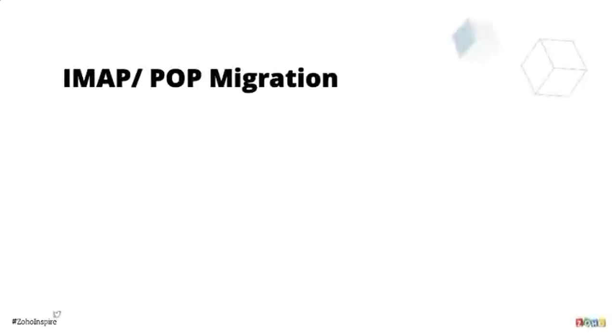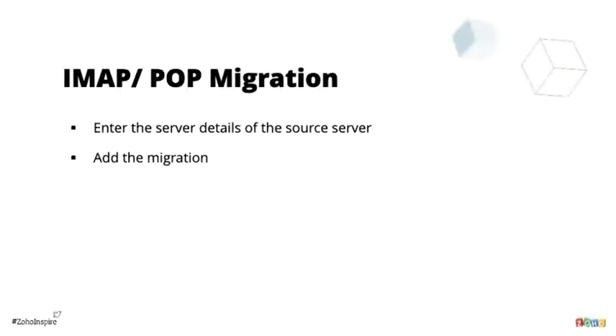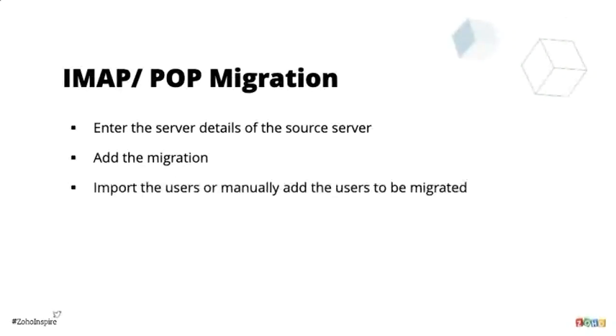I'll tell you what the basic steps to be followed for an IMAP migration are. The first step is to enter the details of your source server. Say you're migrating from Gmail, for example, you will have to enter the source server details of your Gmail server. Then you'll have to add the migration. You'll have to import the users, or you'll have to manually add the users to be migrated. If you're importing the users, you will have to make use of a CSV file. Otherwise, you can simply add the users for the migration manually.